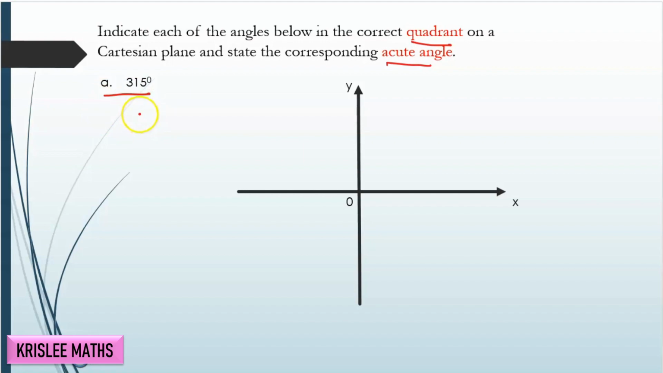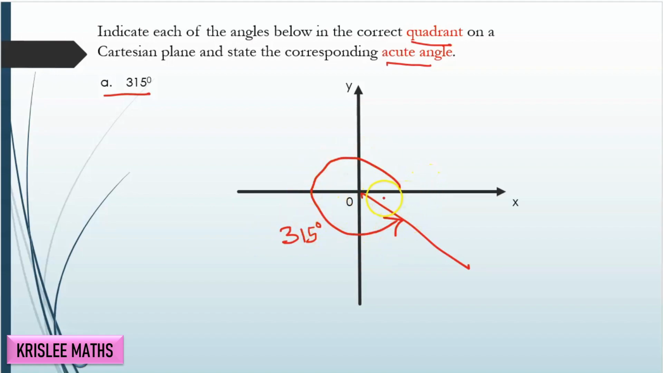Okay, 315 degree. Remember, if it is a positive angle, the movement will be in anti-clockwise direction from the x-axis. So you have to move in anti-clockwise direction. Since it is 315, until here it is already 180 to 270. So 315 will be somewhere here. Okay, so this is 315 degree altogether.